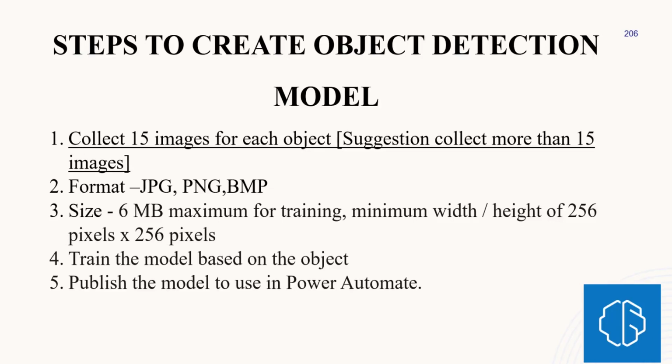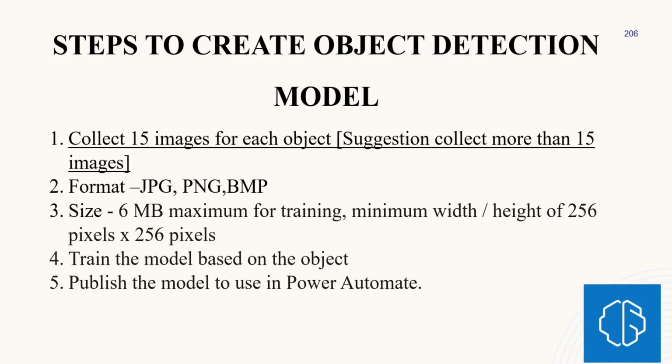The first step is to collect 15 images for each object. A suggestion: sometimes the images don't have the perfect size which you have chosen, so it is suggested that you collect more than 15 images. While training the model, the system will accept some of the images and you can train with 15 images; the rest you can delete while training, which are not required. The format of the images should be JPG, PNG or BMP, and the size is 60 MB maximum for training. Minimum width and height is 256 pixels.